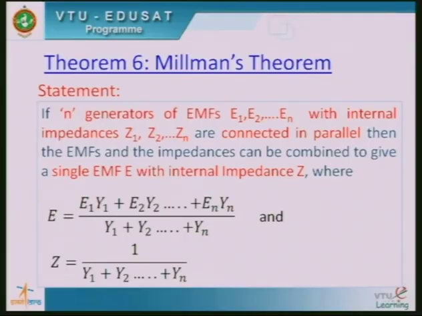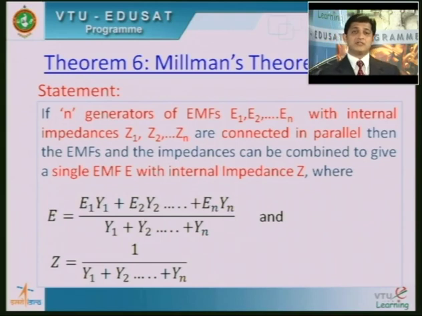If n generators of EMFs E1, E2 up to En with internal impedances Z1, Z2 up to Zn are connected in parallel, then the EMFs and the impedances can be combined to give a single EMF E with internal impedance Z, where E is given by this equation and Z is given by this equation.